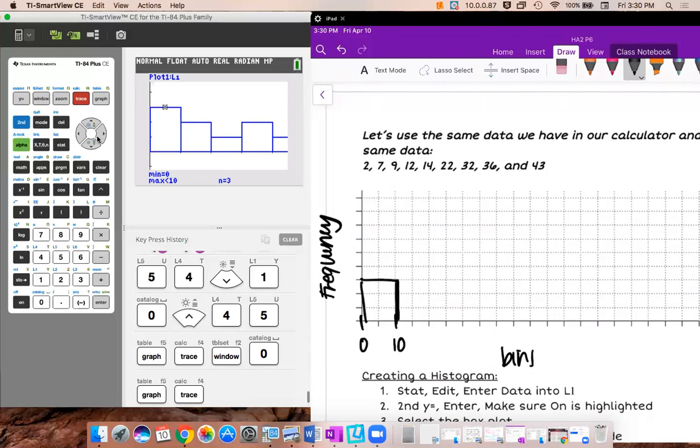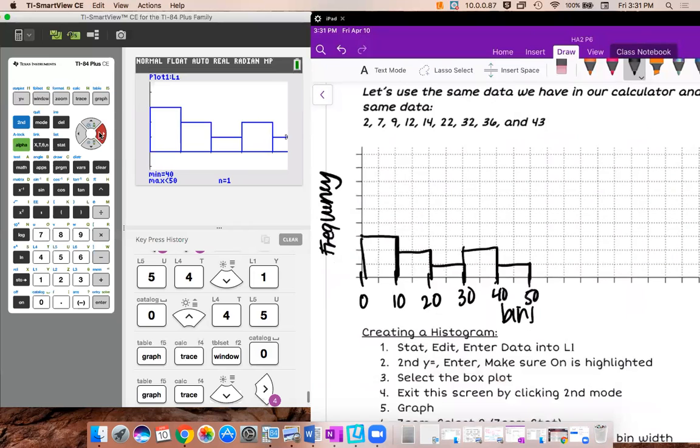And then I can arrow over, and then it tells me my next bin width goes from 10 to 20, and that there's 2 elements in there. And then I can arrow over again, and then this one goes up to 30, and there's only 1. And then 40, and then there's 2 in this one. And then I can go back, and then we end at 50 over here, and I only have 1. And so then that's gonna be your guys' histogram, all right?